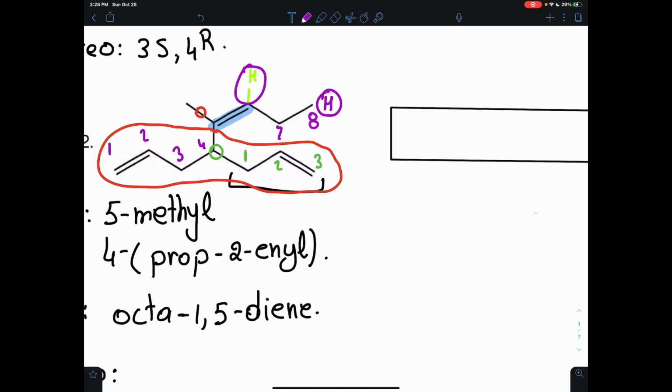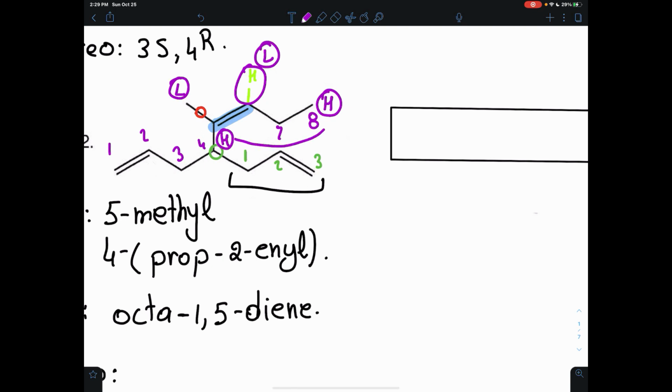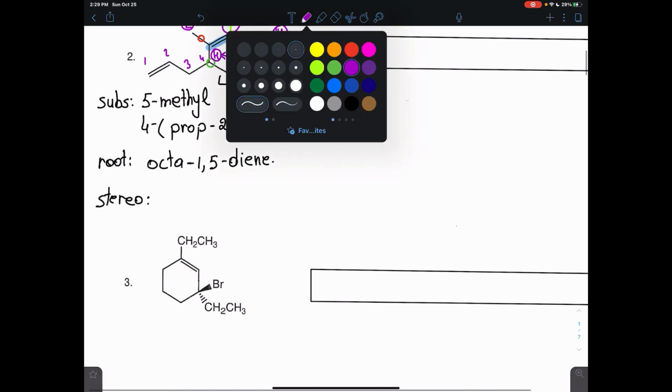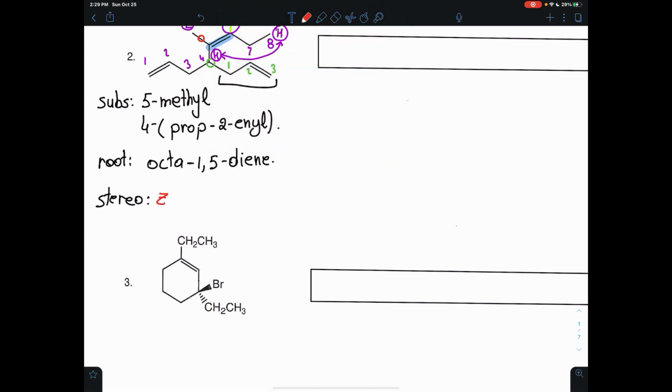And then I know that this huge group, this group right here, is bigger than just a CH3, right? So that will be my H. And then those two groups on the top will be my low, right? So as you can see, I have the two H's on the same side. They're both on the same side, right? They're both on the bottom. So that will tell me that the stereo is Z.